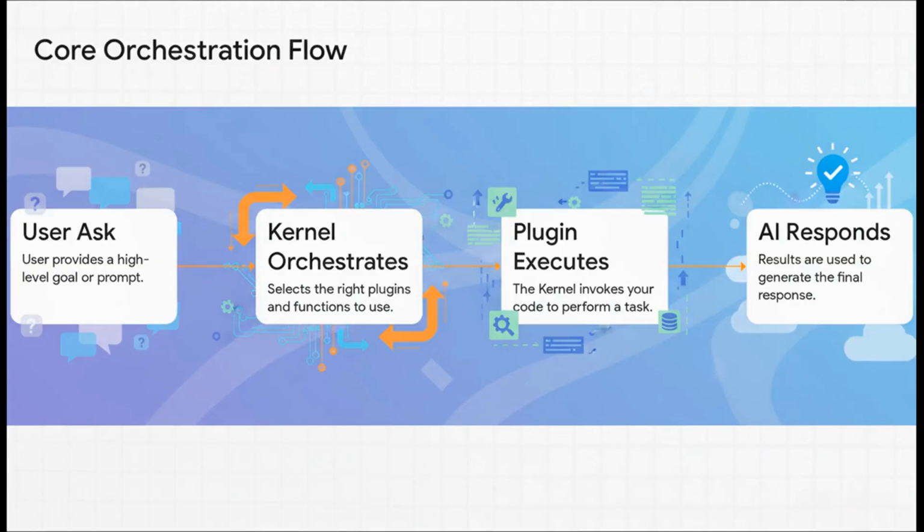So let's trace the basic flow, how this actually works. It all starts with the user's ask, right? They type in some goal. The kernel then acts like a smart dispatcher. It looks at the goal, figures out which of your plugins, your code, are the right tools for the job, and then invokes them. Finally, it takes the results from your code and sends them back to the LLM to craft that final, polished response.